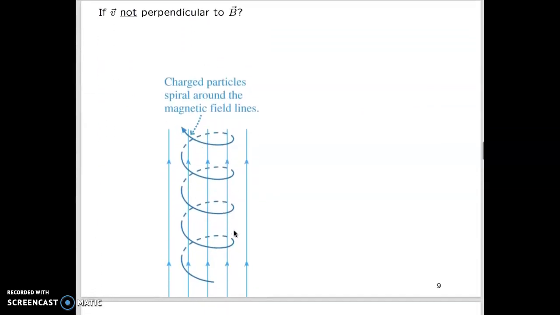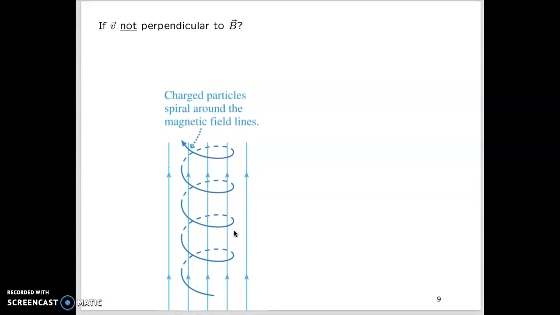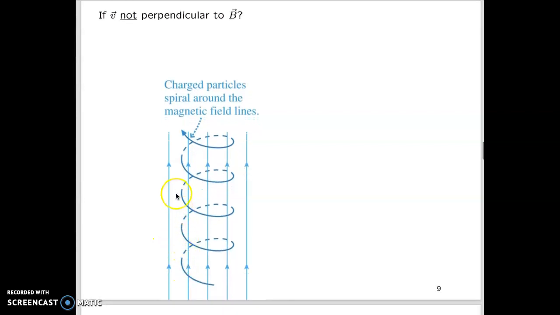Okay, so let's get back to something a little simpler. What happens if the velocity of the charged particle is not perpendicular to the magnetic field? If it is perpendicular, we said that the charged particle will move in circular motion. If the velocity has a non-zero component along the magnetic field, then what happens is you get a combination of circular motion and linear motion. So let's say the magnetic field is pointing in the z direction, up, as in this picture.